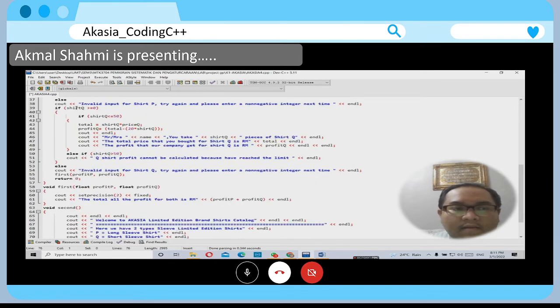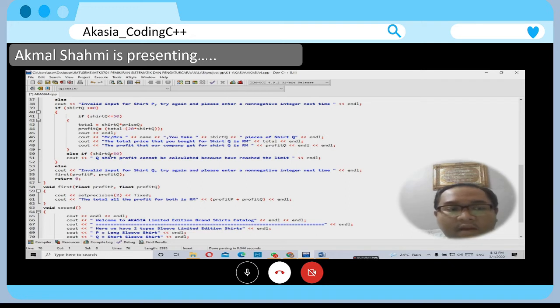And then same, if shirt Q is more than or equal to 0, and then another if statement, if shirt Q is less than or equal to 50, and then we find the total for shirt Q price Q, and then total profit Q, which is the total minus 20 times shirt Q. And then the same, the name of the client, and the number of shirts that the client takes, and then the total price and the profit will be shown for the result.